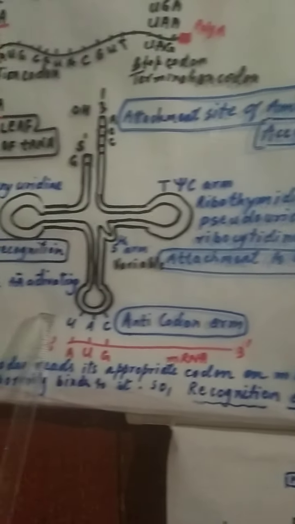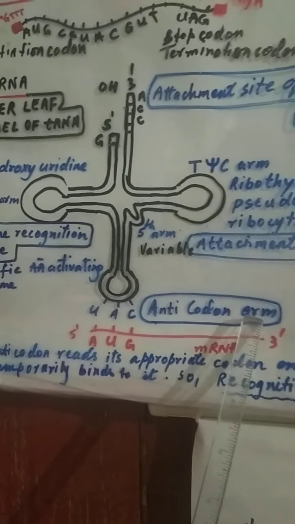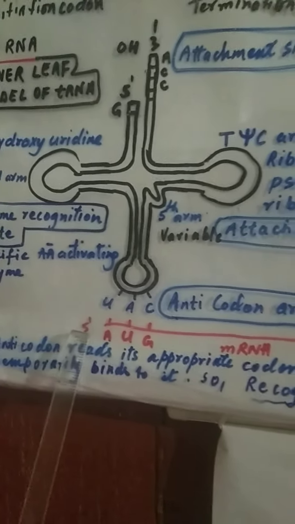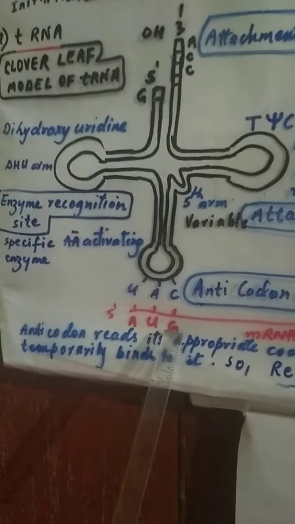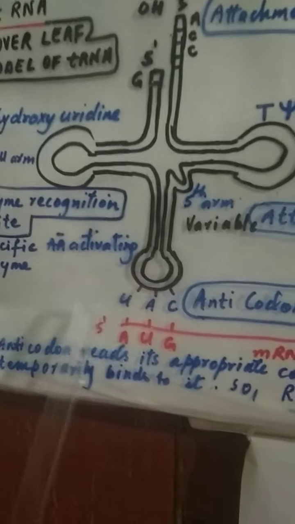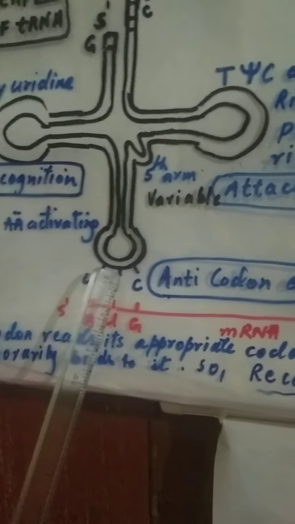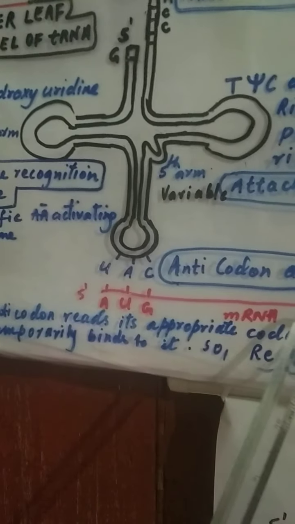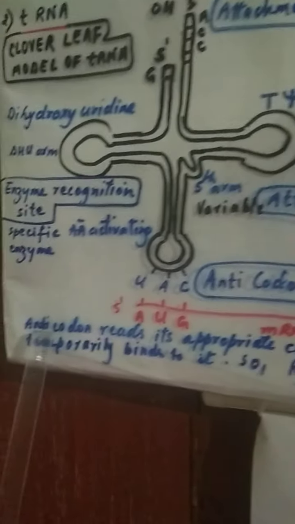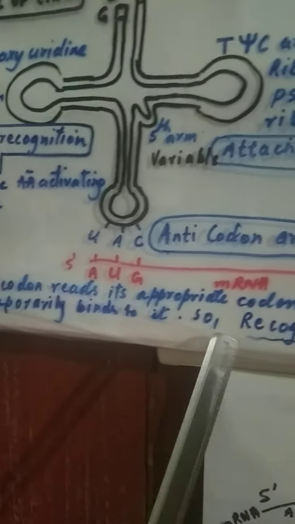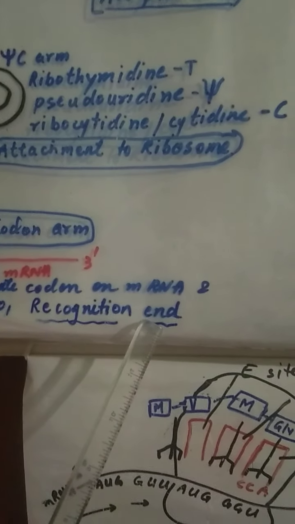Then this arm opposite to the acceptor arm is called anticodon arm, where anticodon means on the mRNA the code which is brought, AUG, suppose this is initiation codon, what will be the anticodon of this? A matches to T, but it will be U, and U with the A and G for the C. So this anticodon is brought by this tRNA for every genetic code present on mRNA. In short, we can say anticodon reads its appropriate codon on mRNA and temporarily binds to it. So this is called recognition.